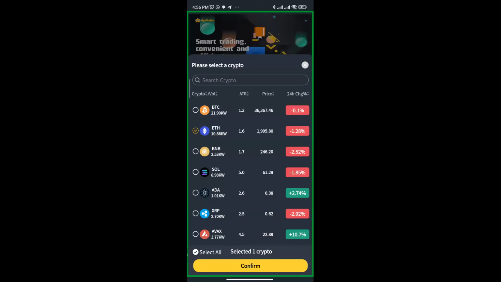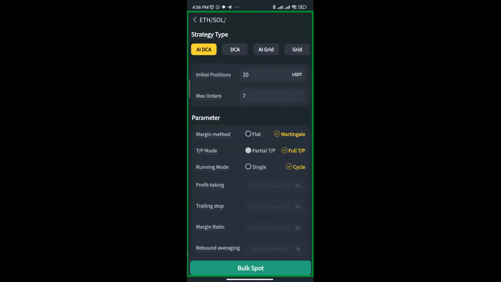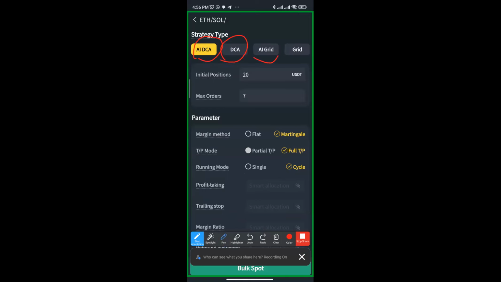So now, let's go into the spot, for example. I hope my screen is clear. So the robot has different strategy types, you can see. You have the AI DCA, you have the DCA. You also have the AI grid, and you have the grid.